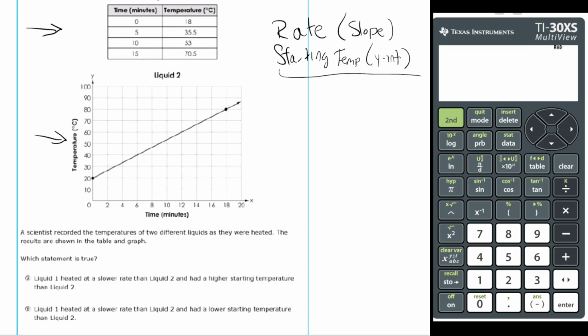Okay? So at time 0, for liquid 1, our temperature is 18. At time 0 for liquid 2, our temperature is at 20. What does that mean? It means that liquid 2 has the higher starting temp. And of course, when you're taking the test, you don't have to actually write all this down. I'm writing it down so that you can kind of see my mindset as I go through it.